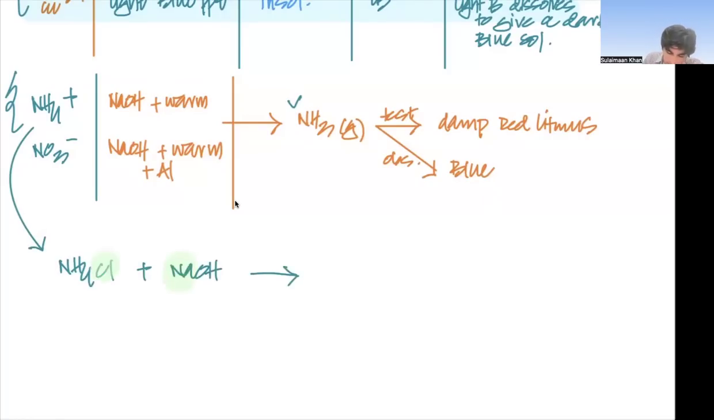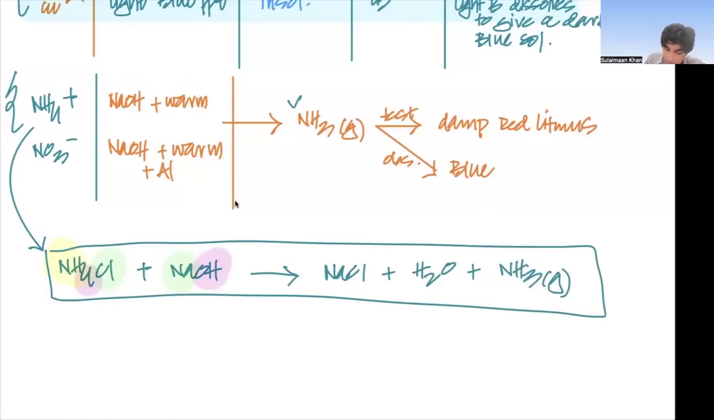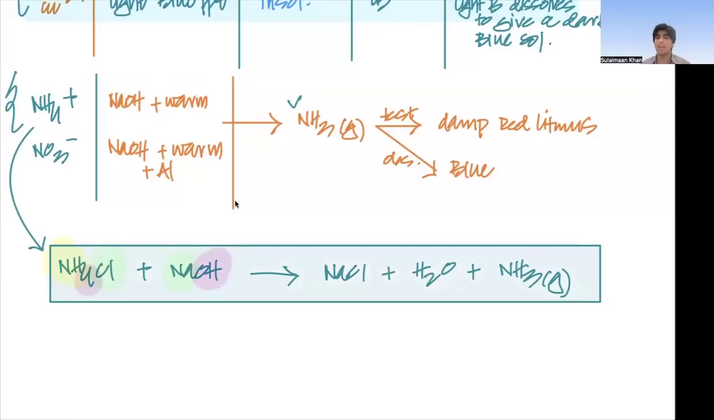Sodium will take the chloride, it'll form sodium chloride right here. You'll realize that the OH in the base and the H in the acid are going to form H2O. And what's left behind is my NH3 right here. And that's why we say, please remember this, because this equation is a part of your course. Ammonium salts reacting with strong bases. So that's how you test for the ammonium ion.